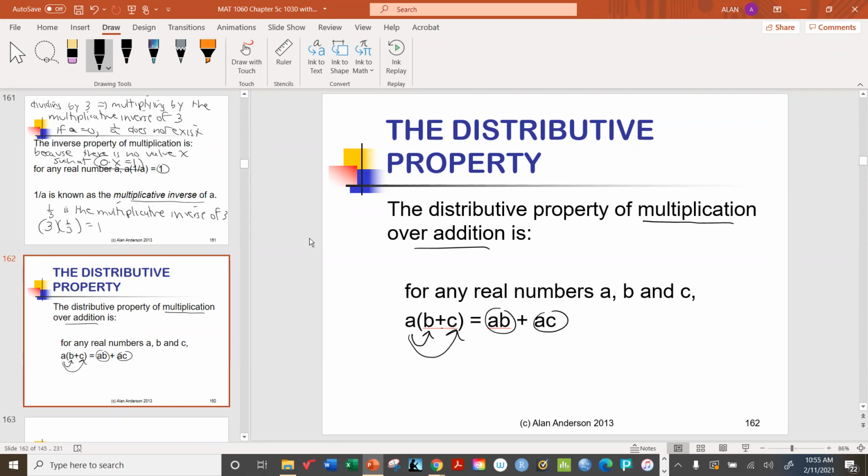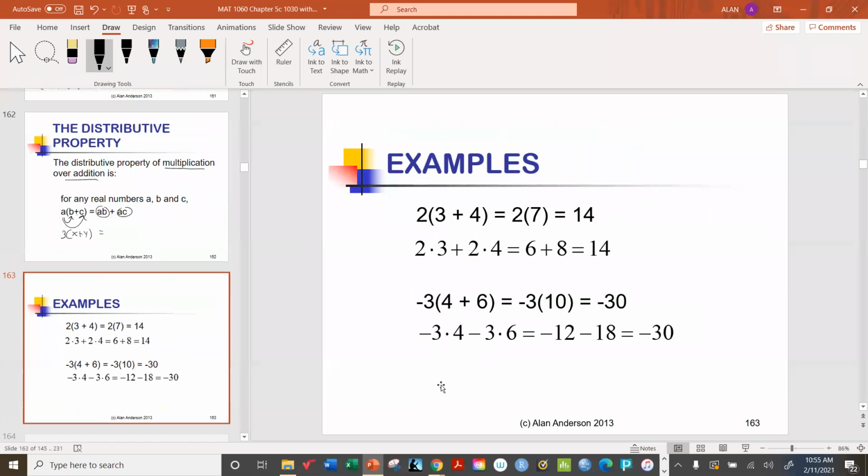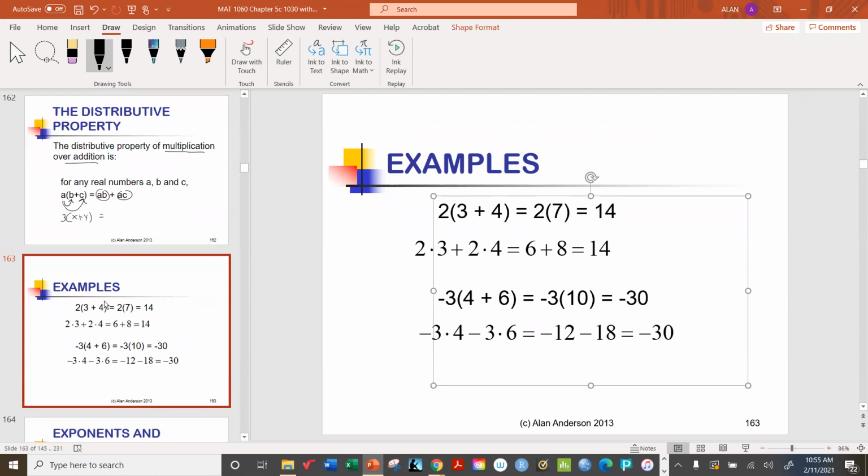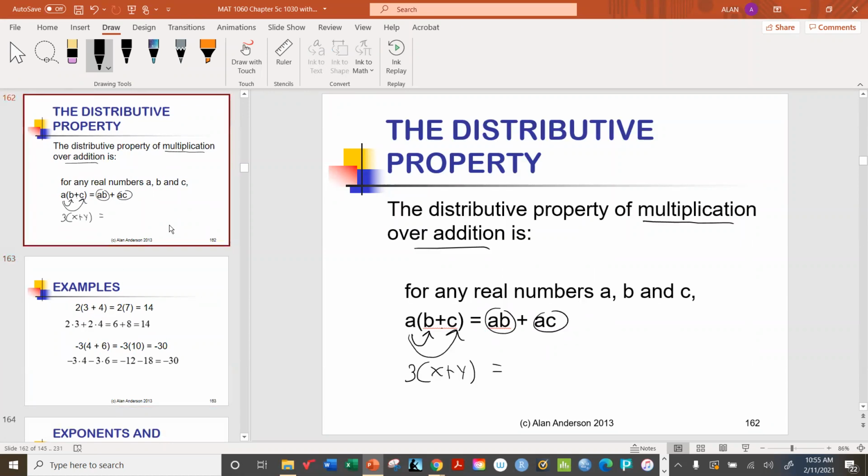So if you do this in terms of an algebraic expression, for example, this is going to give you 3 times x plus 3 times y. Now, you intuitively know this. You may have simply forgotten that it has a special name. The distributive property of multiplication over addition. This is the one you see all the time.